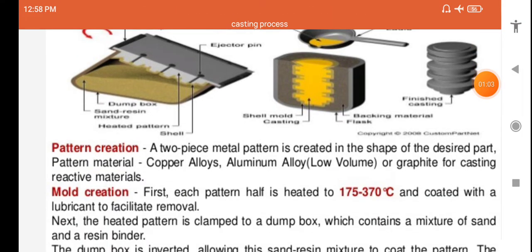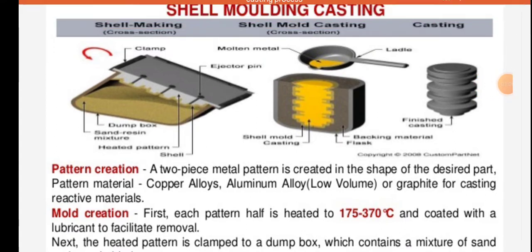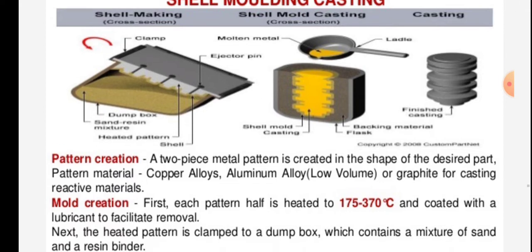So this is, in the first diagram we will see the dump box, sand resin mixture, heated pattern. Shell mold casting is given in second figure. Then backing material flask is also given in second figure. The molten metal is poured into the casting. Then third diagram is the finished casting product produced by this process.